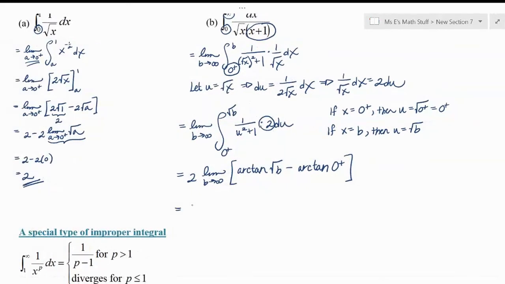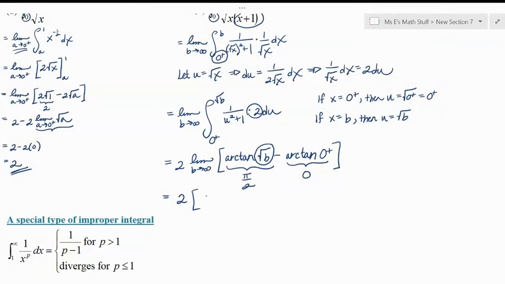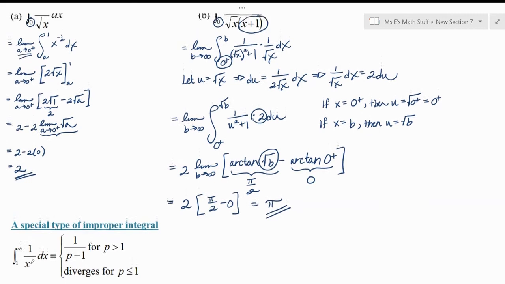Okay, so we'd be left with 2 times, and now let's figure this out. If b approaches infinity, the square root of infinity is still going to infinity, and then arctangent of a number approaching infinity is pi over 2. Arctangent of 0, a number infinitely close to 0 from the right side, is still just 0. So you'd have 2 times pi over 2 minus 0, which means you end up with just pi. There we go. And we have evaluated it.